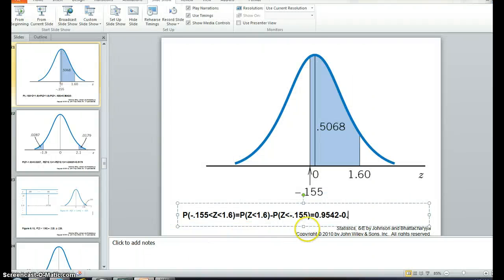So 0.9452 minus 0.4404, and we do a subtraction, we get 0.5038. And you can see my number is a little bit off from 0.5068 because the table I have is not the complete table. So in this case, this is acceptable. It's just a small error. It's only 0.003. So the error is very small. Okay, so we can use this as an answer.